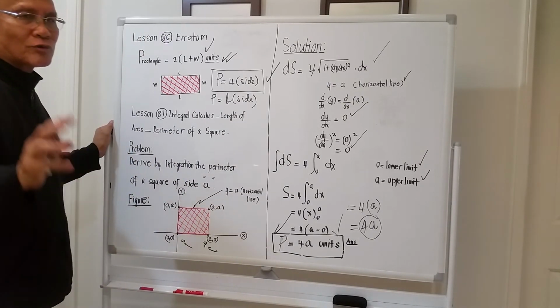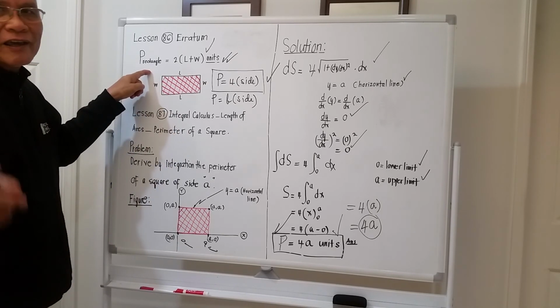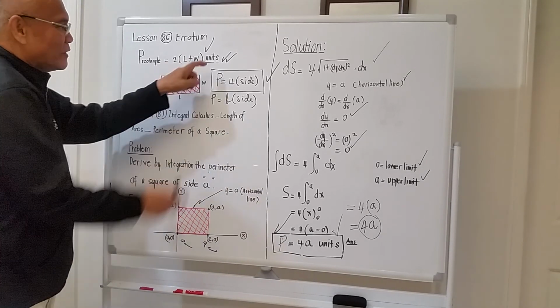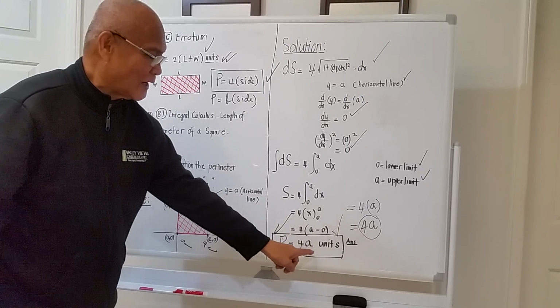So we now know the formula for the perimeter of a rectangle. I repeat: twice the quantity length plus width, in units. And for a square, it should be 4 times the length of a side, in units.